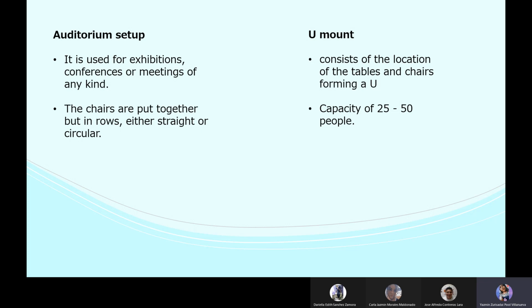U mount. This assembly consists of the location of the tables and chairs forming a U shape. It is usually used for events with not very large attendance to avoid the attendants being distant from each other. Its capacity is 25 to 50 people.